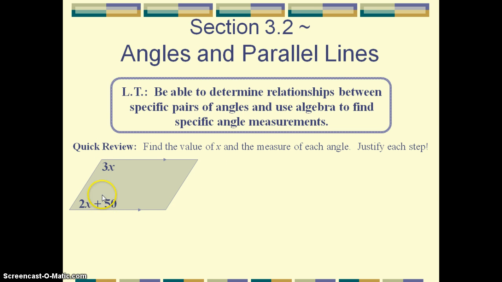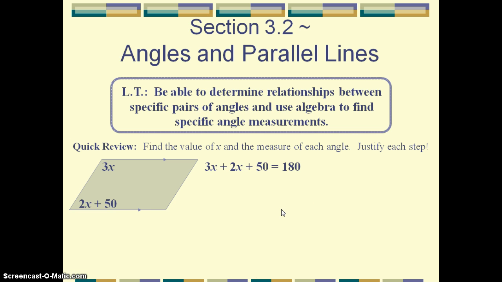And then I see two angle measurements right here. First, I want to identify what type of angles these are. Well, they are on the inside of the parallel lines and they are on the same side of the transversal. So these are consecutive interior angles. If you remember from last lesson, consecutive interior angles are supplementary. So the first thing I can do to find x is write an equation.